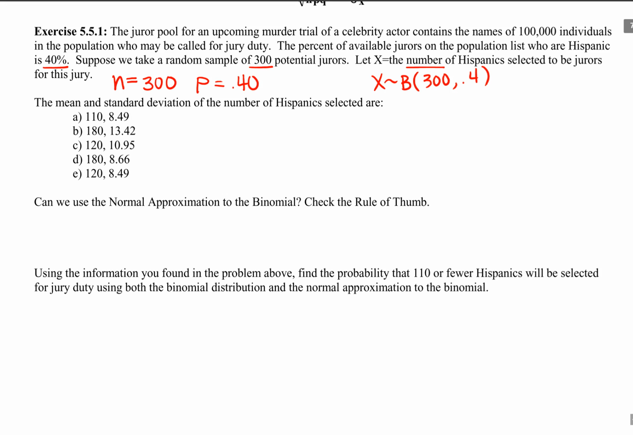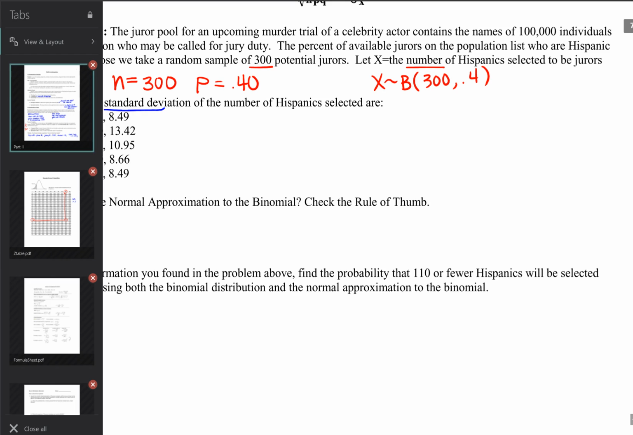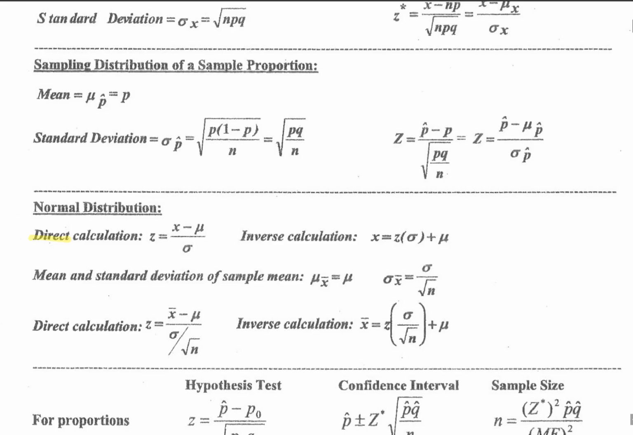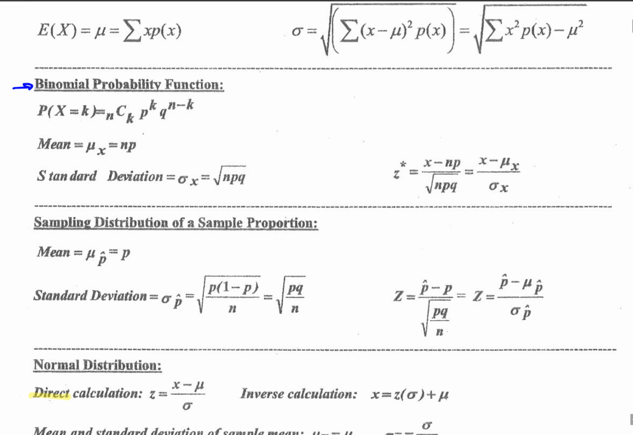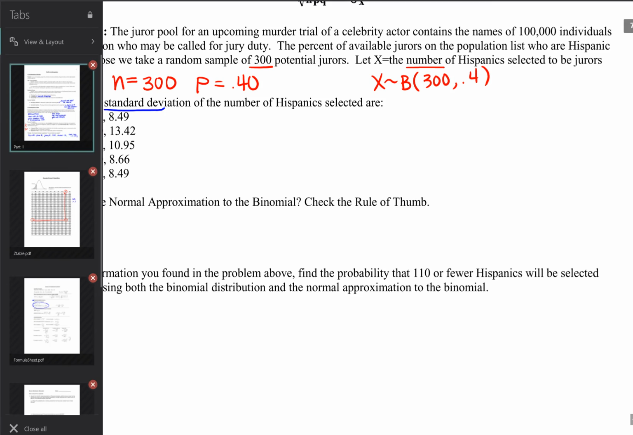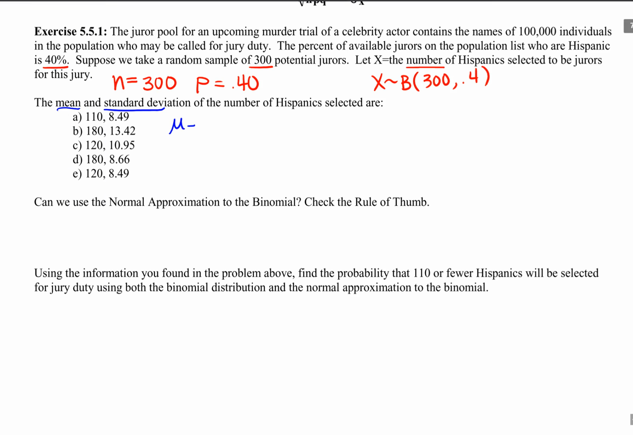Now it asks us, what are the mean and standard deviation for the number of Hispanics? This is asking us for a mean and a standard deviation from a binomial distribution. If you go to your formula sheet, under binomial, which we know we're dealing with because we have that n and p and we're counting up a number of things, we have a mean and a standard deviation. These are the two formulas we're going to use: np, and the square root of npq. So our mean is np, and our standard deviation is the square root of npq. Go ahead and do this.